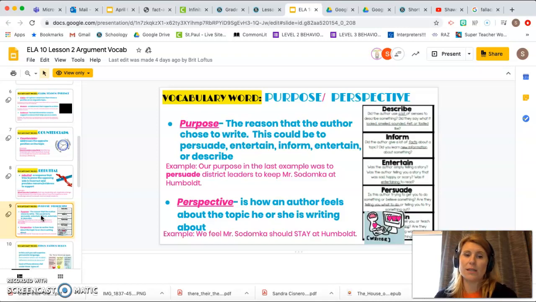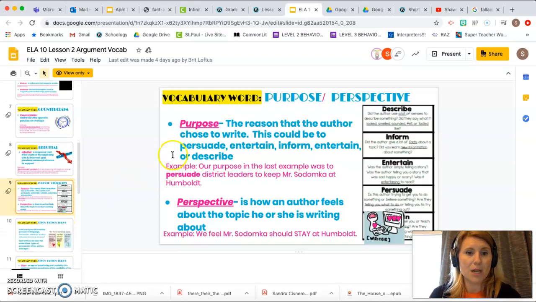The second word we see is perspective. Our perspective is how an author feels about the topic that he or she is writing about. Well, how do we feel? We feel Mr. Sadamka, here he is, should stay at Humboldt, of course. I think most of us believe that. So purpose and perspective. Get them down in your notes. Okay, next up.